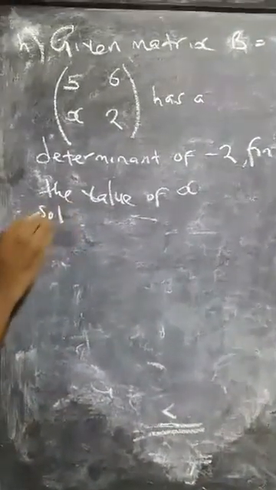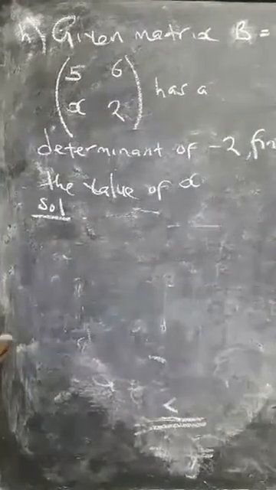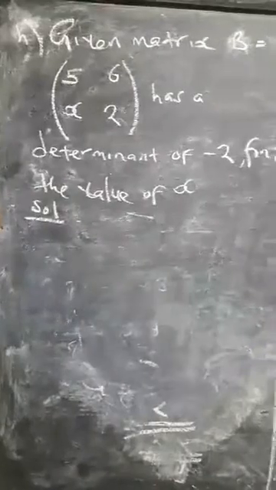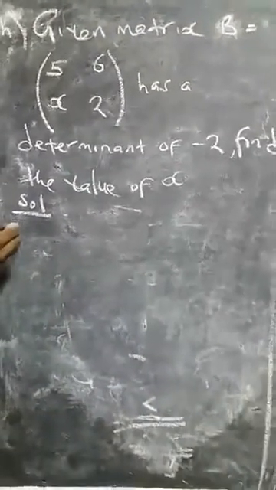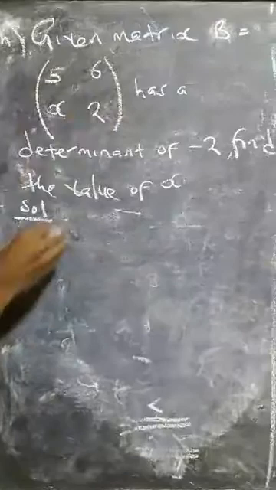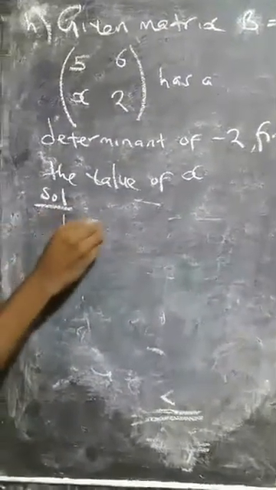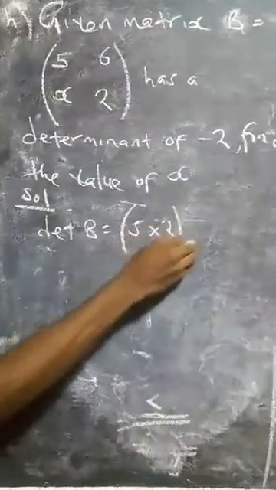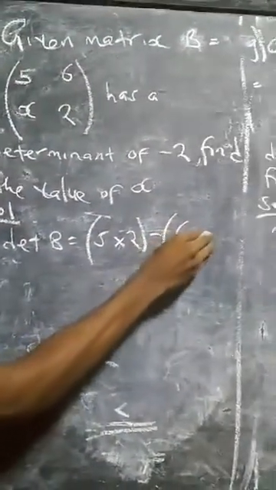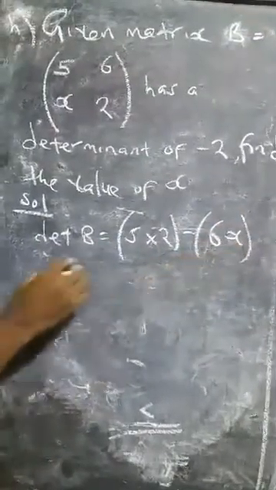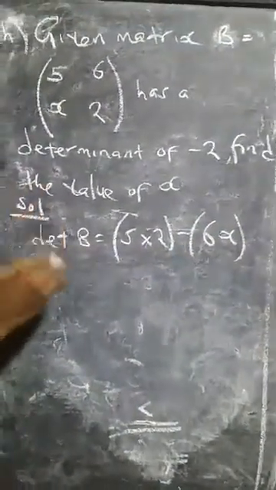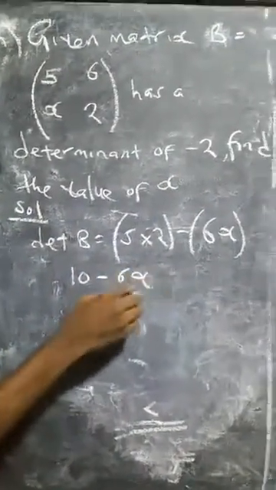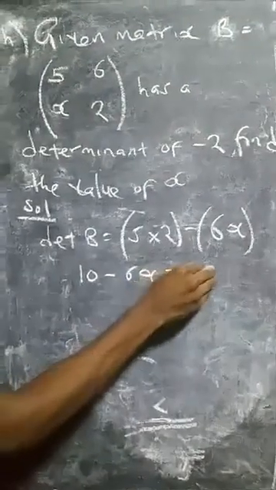So one glance at the question, then we can now solve it. So there's 5, 6, x and 2. Likewise, it's the major diagonal. So determinant of B is equal to 5 by 2 minus 6 times x. So we know that the determinant is -2. So this is 10 minus 6x. The answer must equal -2.